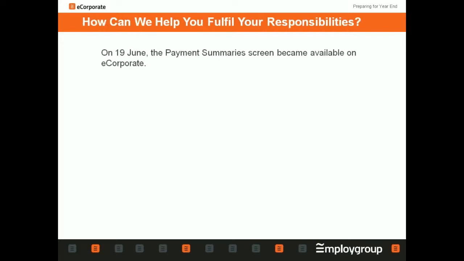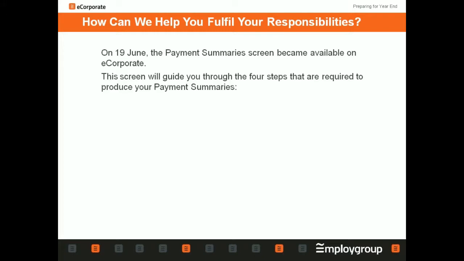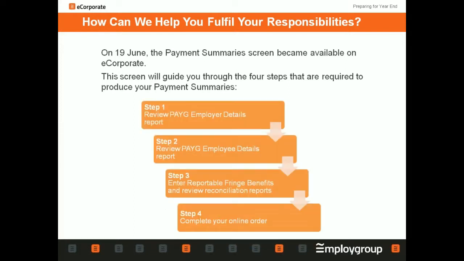We can help you to fulfill these responsibilities. So yesterday on the 19th of June you would have noticed the payment summary screen became available on eCorporate. That's a menu item on the left hand side of the screen. When you go there, that screen will guide you through the 4 steps that are required to produce your payment summaries. Step 1 is to review the PAYG Employer Details Report.